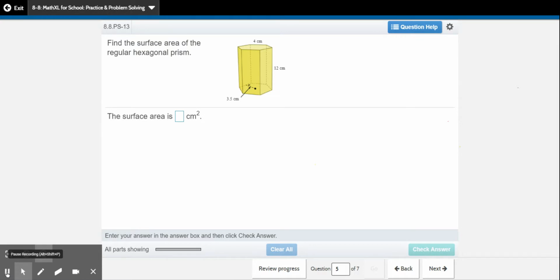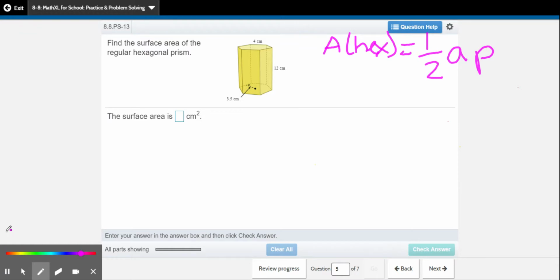Now we're on number 5. Find the surface area of the regular hexagonal prism. So finding area of a hexagon is not something that we do very often. So here's our formula. And now, A stands for apothem. Now that's just a really fancy word for this number here. Okay, it's like the right angle that they give you. It's almost like your height. And then P stands for your perimeter.